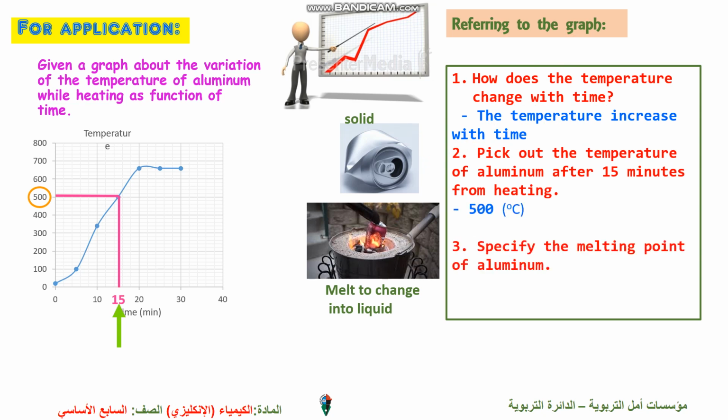And what is the melting point of aluminum? From the graph, the melting point is the temperature at which the solid changes into liquid. So at temperature 660 it stays constant, so it is the melting point of aluminum. So 660 degrees Celsius, because it is the constant temperature.